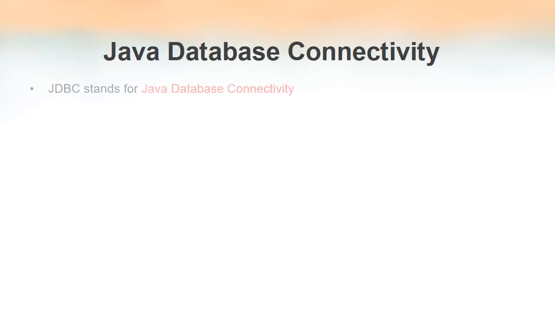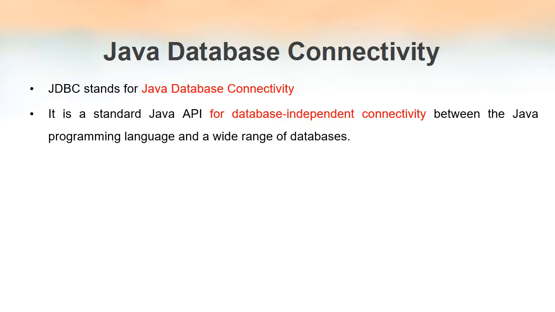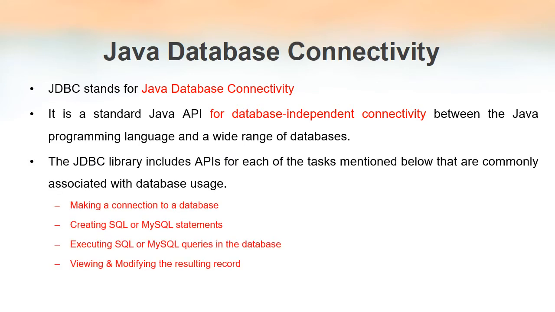JDBC stands for Java Database Connectivity. It is a standard application program interface which is used for connecting Java programs with the various databases available today. By using the JDBC application program interface, we can perform several operations like connecting to a database, creating SQL queries, where SQL stands for Structured Query Language, executing the queries, and viewing and modifying the resulting records. All these functions can be performed by means of the JDBC application program interface.